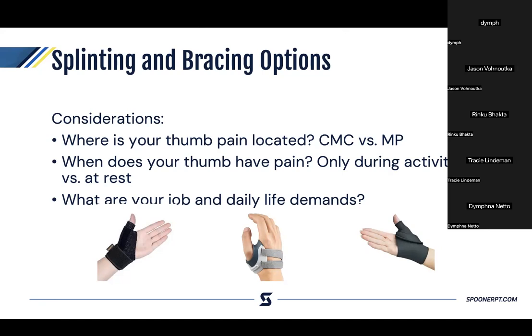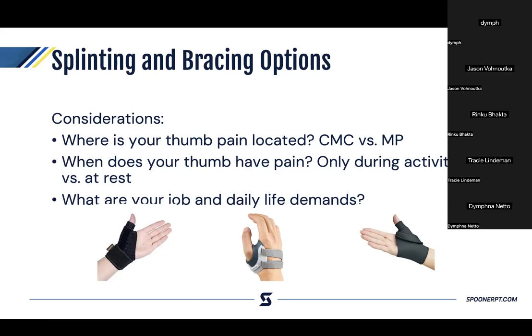Something else to consider is, when does your thumb have pain? Is it only during activity, or are you also having pain when you're resting? If it's just during activity, then you might want something that's a little bit more flexible, more workable, that gives you that support when you're doing day-to-day tasks. If you're also having pain when you're at rest, you might want something that's a little bit more stiff, providing a little bit more stability. And you can also mix and match braces.